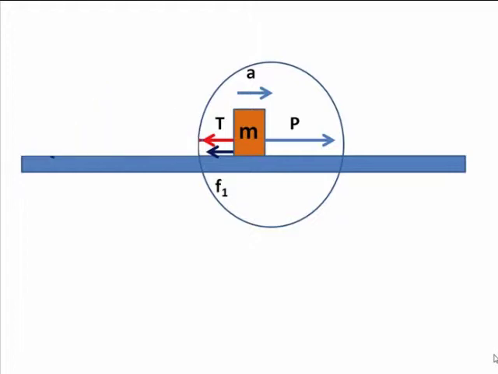Let's look at little mass m and isolate it and find the net force. Net force is ma. P is accelerating it as a force acting to the right. Opposing that is T and F1. So I can write down P minus T minus F1, that's the net force there, equals ma.